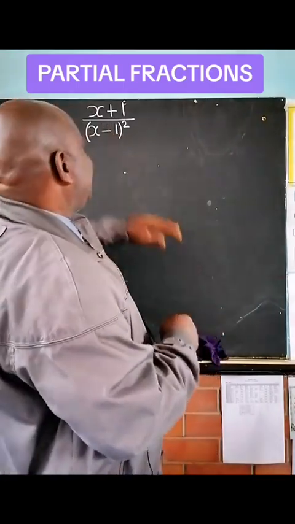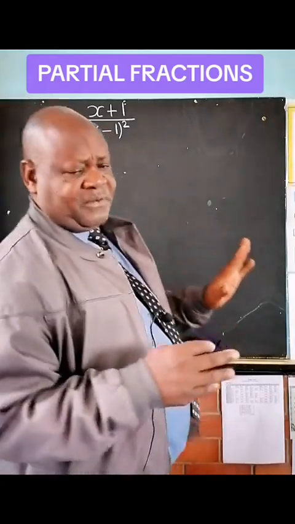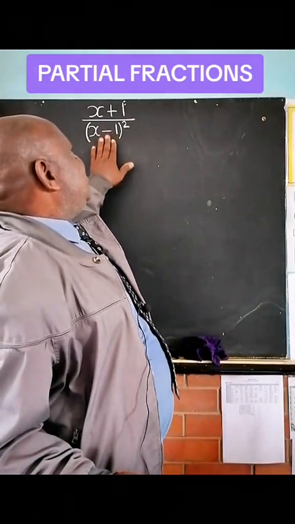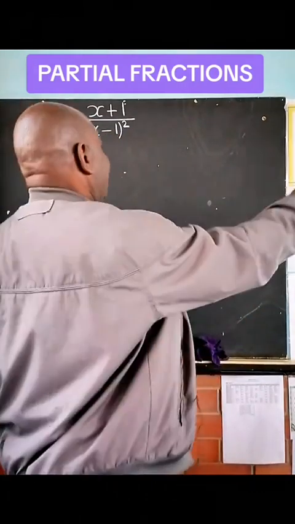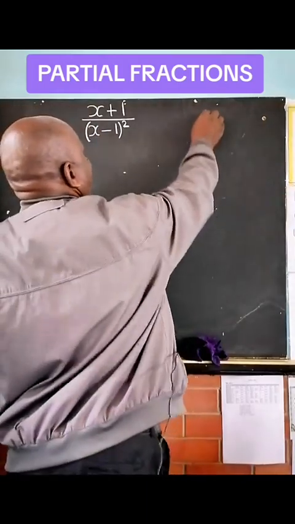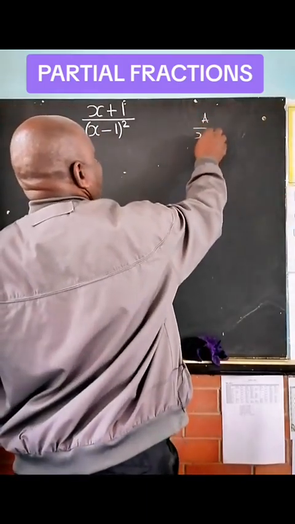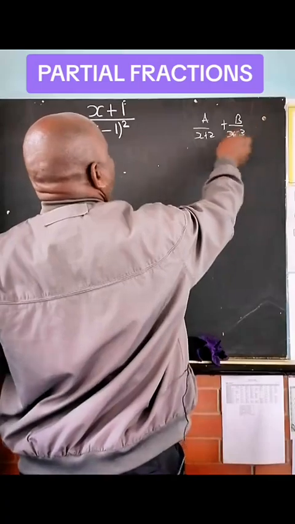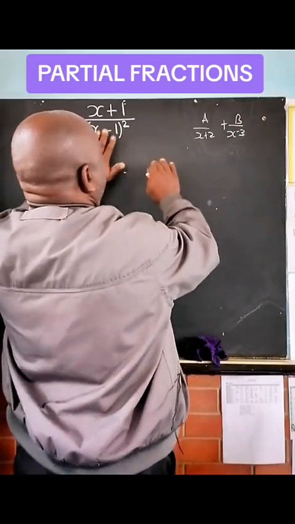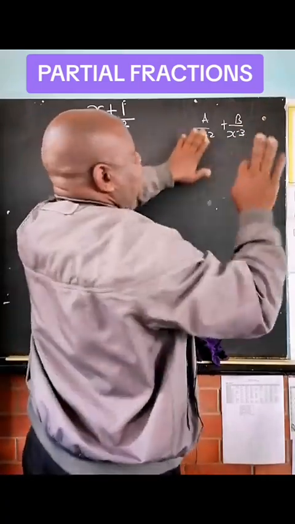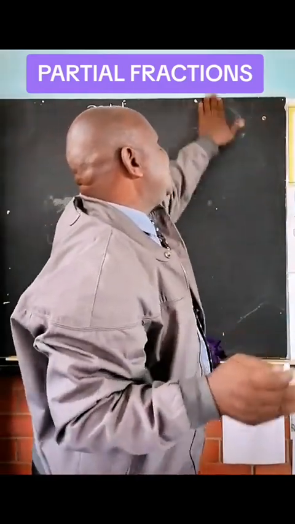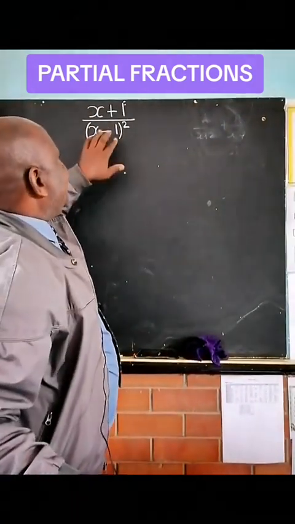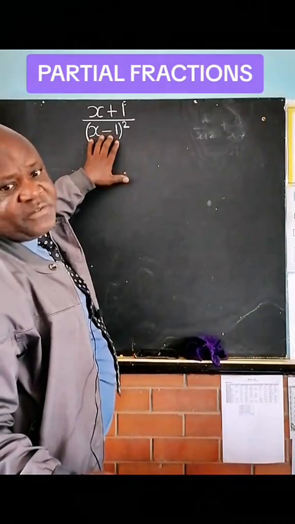How do you deal with a case like that? In previous videos, I dealt with some cases where we can write our fraction in the form a over x plus 2, for example, plus b over x minus 3, where the denominator has got such factors. Check my previous videos, you will find such kind of support. But what do we do when the denominator has got a repeated factor?